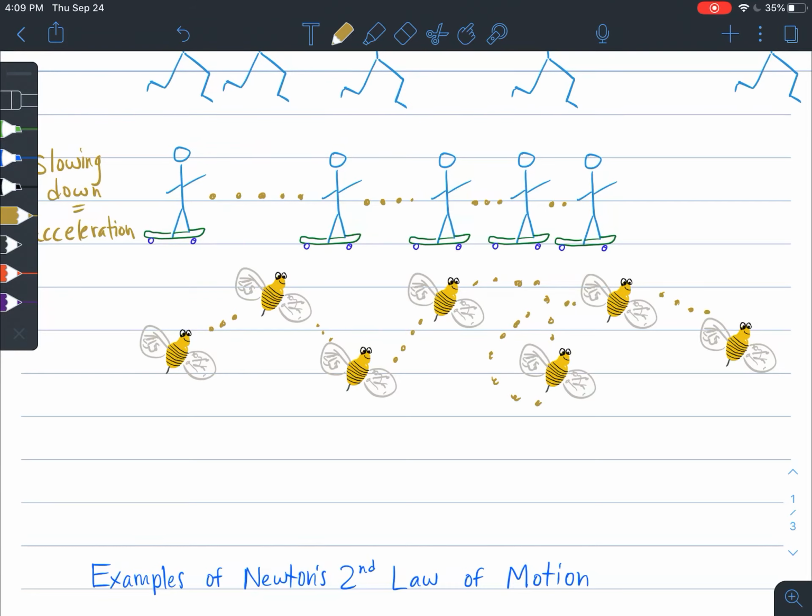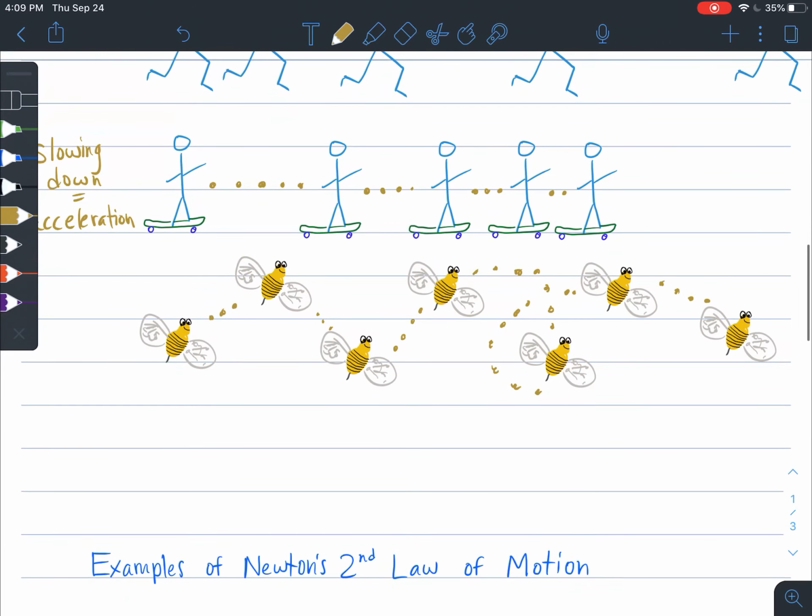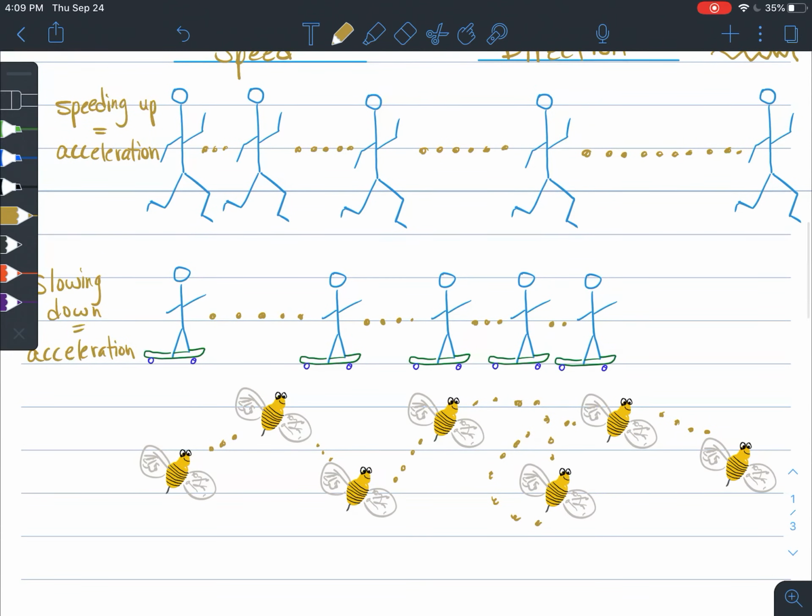So I got this idea of these different ideas, or these changes of direction, from Khan Academy. So you might recognize these pictures here. But if we have this bee that is changing directions in its flight pattern, then this is another example of acceleration.